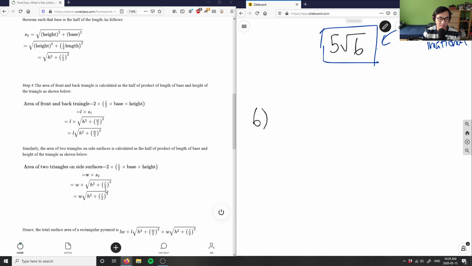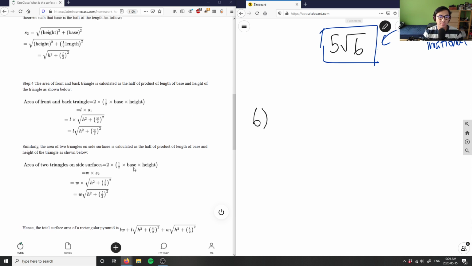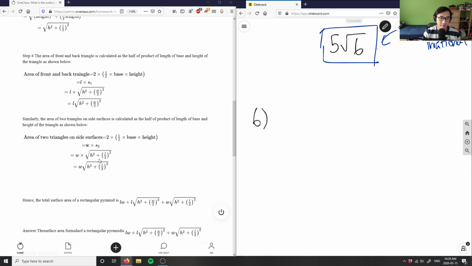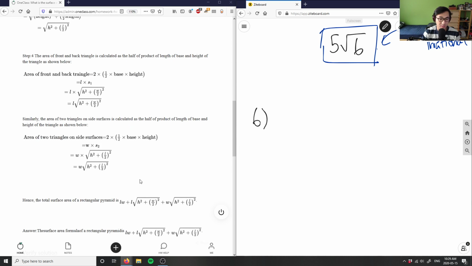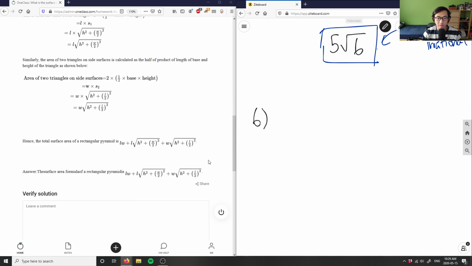So you can plug those guys in, and you would get this formula here, and then you simply just add them all up. So you have this guy plus the length plus the length times width. So this here is our formula for the surface area of our rectangular pyramid here. So the solution here is correct. It's a good analysis as well.